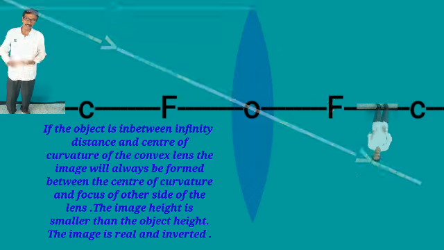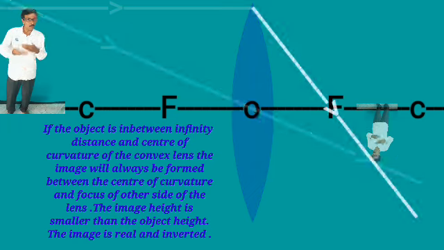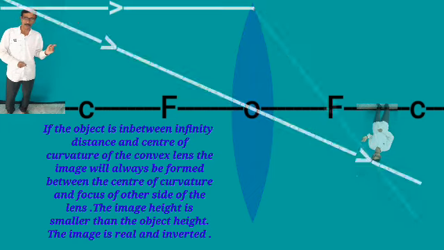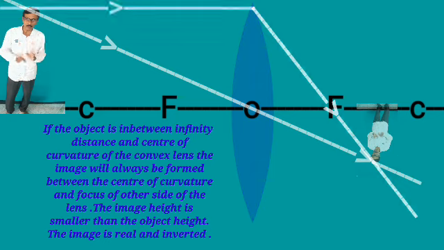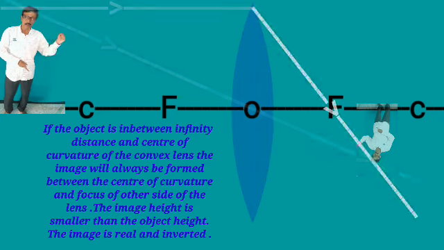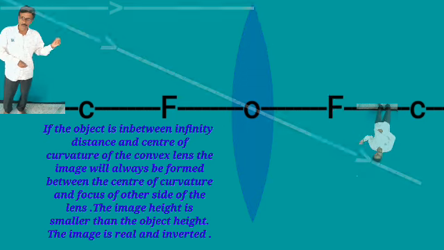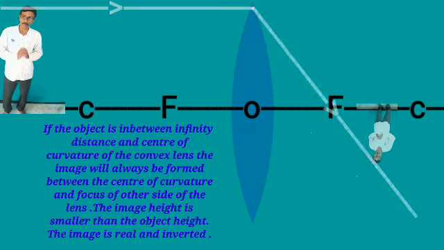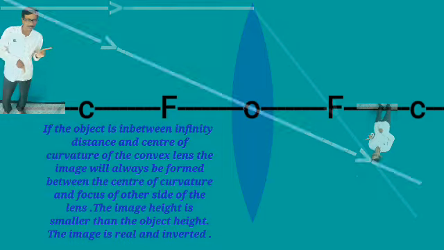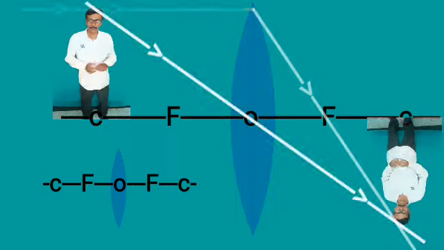Try to understand. If the object is in between infinity distance and the center of curvature of the convex lens, the image will always be formed between the center of curvature and the focus on the other side of the lens. In summary, we can say the image will always be shorter than the object, and it is a real and inverted image. Now look at me.